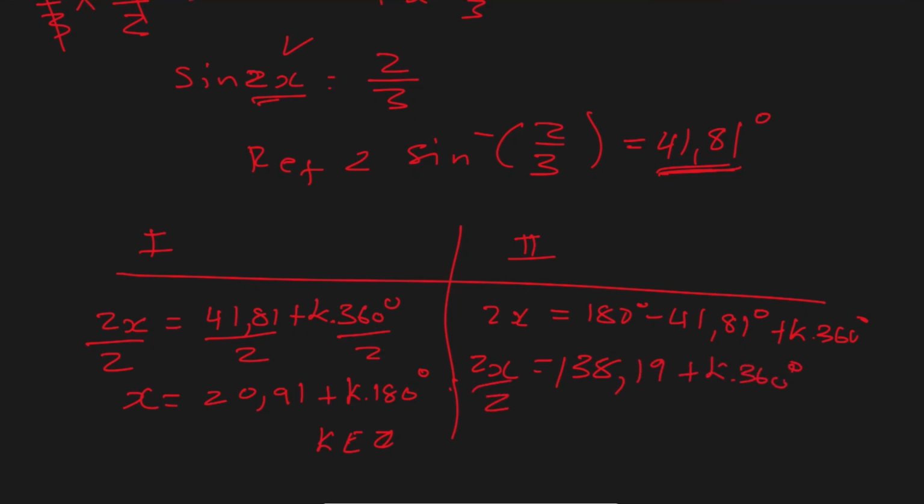So we also have to divide both sides by 2. So now the value of x is going to be equal to what? The answer divided by 2, and that is going to give us 69.1.